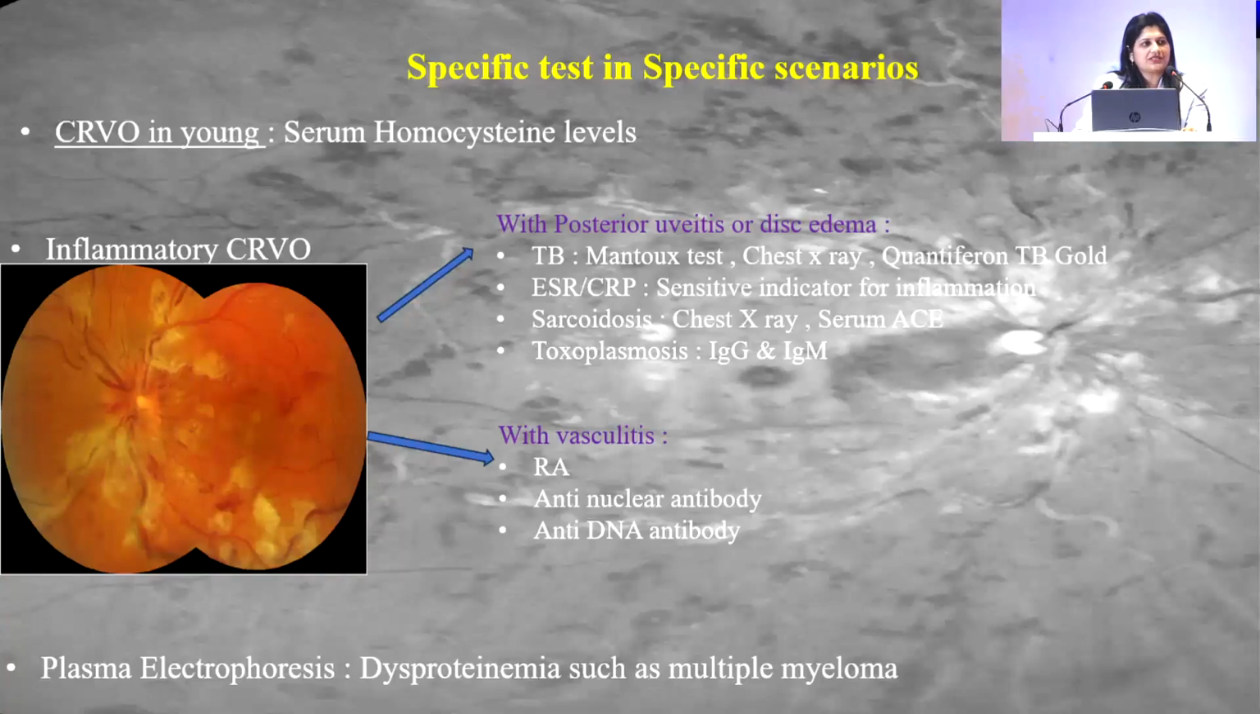If we see CRVO in a very young patient who is non-diabetic, non-hypertensive, think of homocysteine levels and always check the serum homocysteine levels, and in majority of cases you find that these levels are raised.